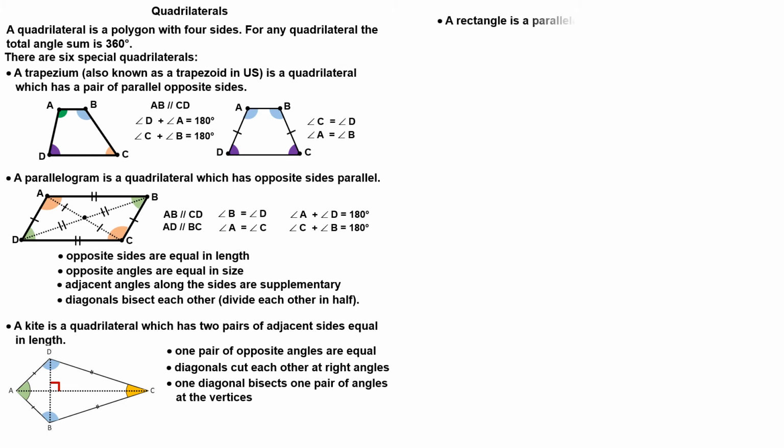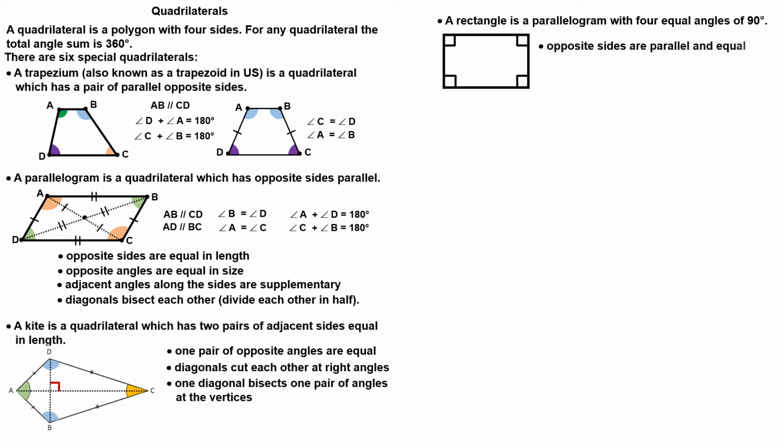A rectangle is a parallelogram with 4 equal angles of 90 degrees. Opposite sides are parallel and equal. Diagonals are equal in length and bisect each other.